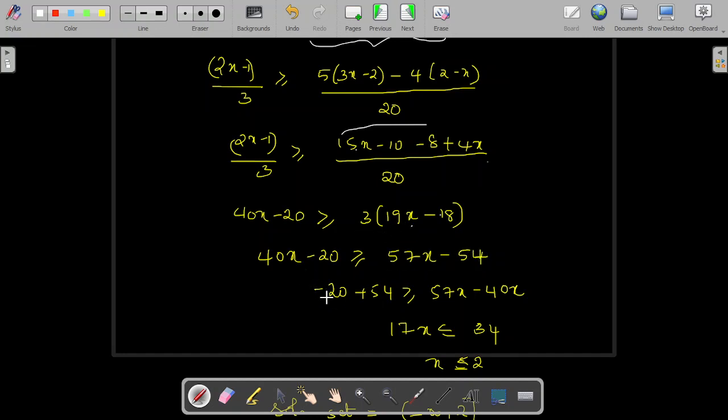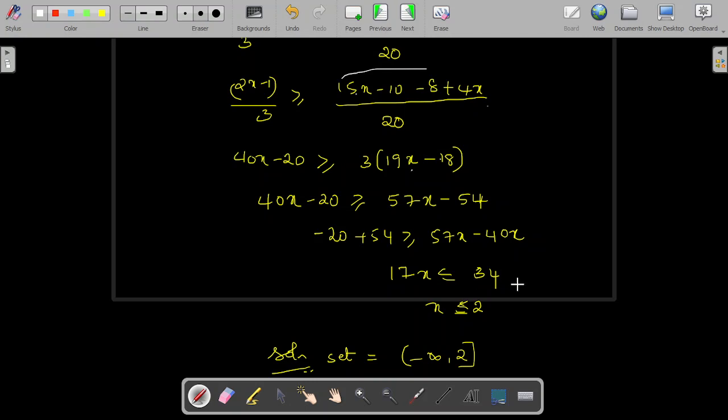This gives you minus 20 plus 54 greater than or equal to 57x minus 40x, that is, 34 is greater than or equal to 17x. I have not changed the inequality; the inequality didn't get reversed here. I am just writing this first and that next. You know that x is less than y means y is greater than x. Both are one and the same, just the writing format is different. So 17x less than or equal to 34, x is less than or equal to 2.